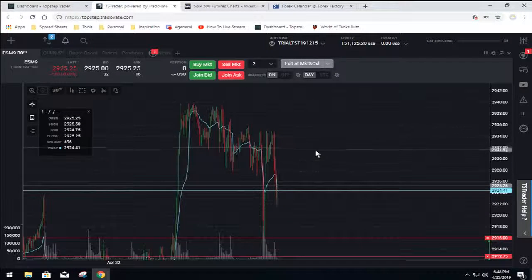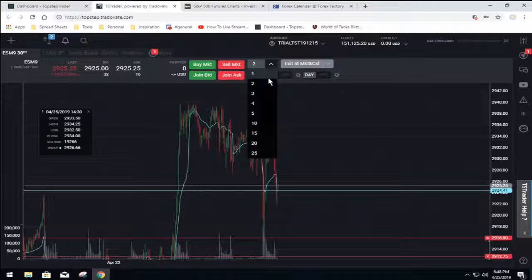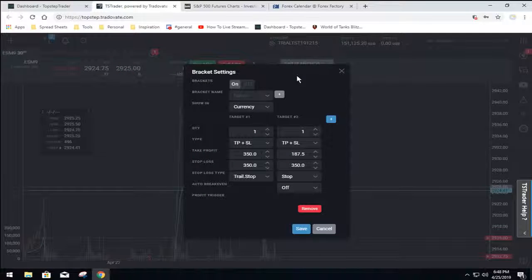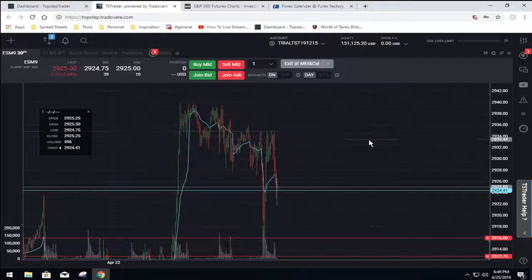If I'm looking to sell, I'm looking to sell one contract, and my settings for that one contract are target 1, 2s and 3s. Save that. One contract at 31s or 30s. I will be aggressive and sell 30 because I'm going to use 31s.